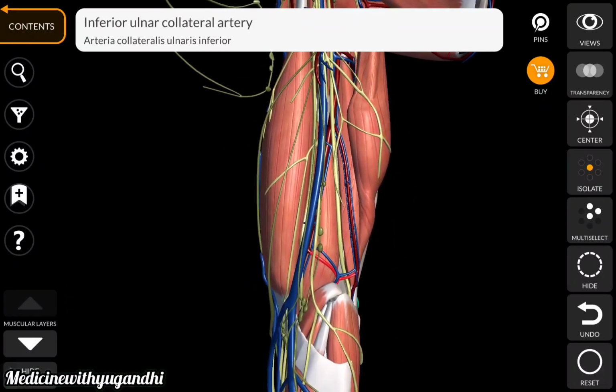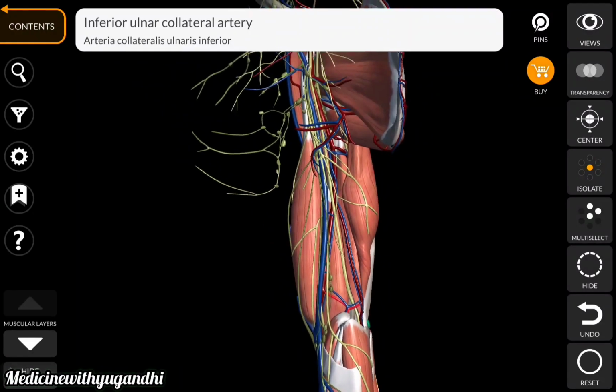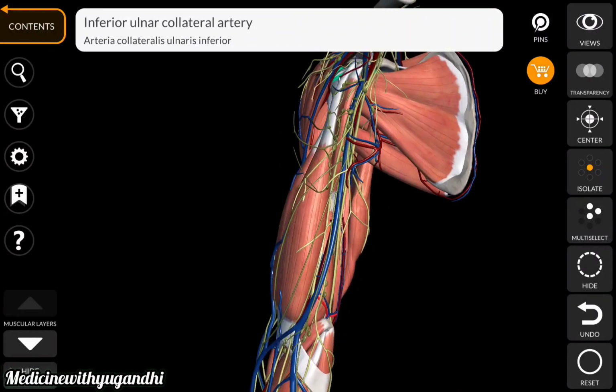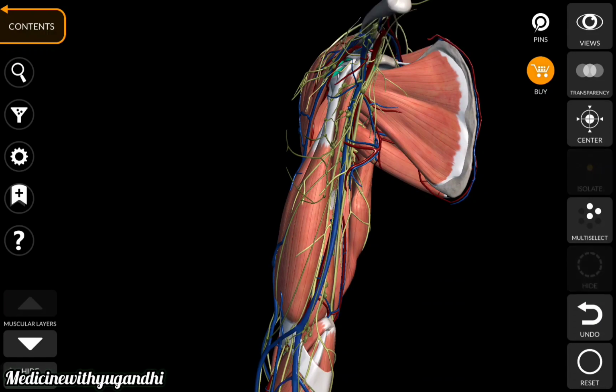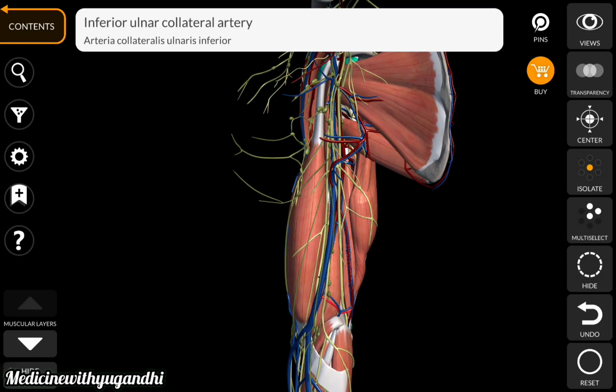And coming to the next branch, here you could see the inferior ulnar collateral in the lower part of the arm. It also arises from the brachial artery. Here you could see the brachial artery, and this is the inferior ulnar collateral.